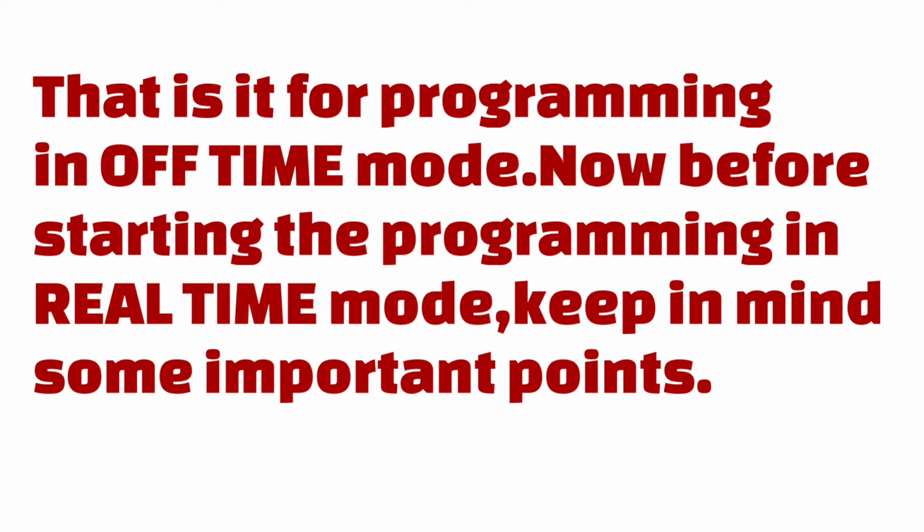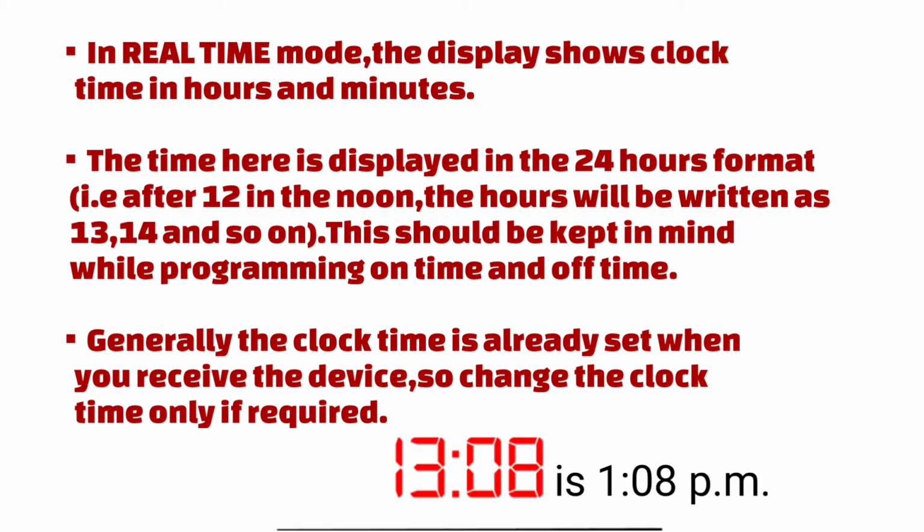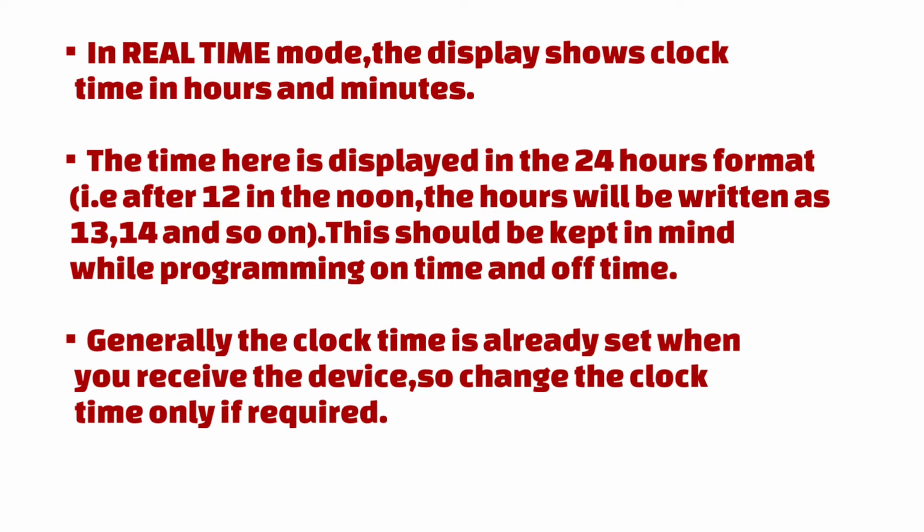Now before starting the programming in real time mode, keep in mind some important points. In real time mode, the display shows clock time in hours and minutes. The time here is displayed in 24 hours format. That is, after 12 in the noon, the hours will be written as 13, 14 and so on. This should be kept in mind while programming on time and off time. Generally, the clock time is already set when you receive the device, so change the clock time only if required.